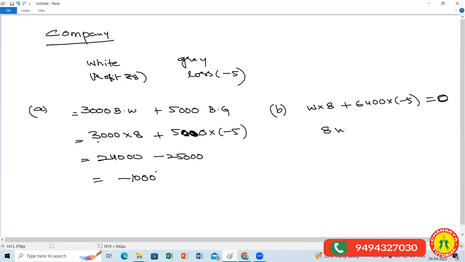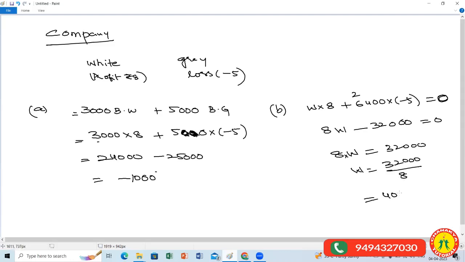So this can be written as 8W minus, please multiply 64 into 5. 8 times white cement bags is equal to 32,000. I want only white cement bags, so this is multiplied with 8. If you send it to the other side, it comes under division. 4,000 white cement bags should be sold so that they never get profit or loss.